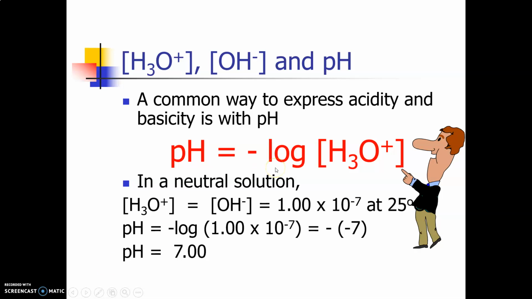So the pH equals minus log of the concentration of hydrogen or concentration of hydronium ion. In a neutral solution, we said that the concentration of hydrogen is equal to the concentration of hydroxyl, and both of them equal 1 times 10 power of minus 7 at 25 degrees Celsius. If you take the minus logarithm of any of them, the pH will be 7, and this is neutral.